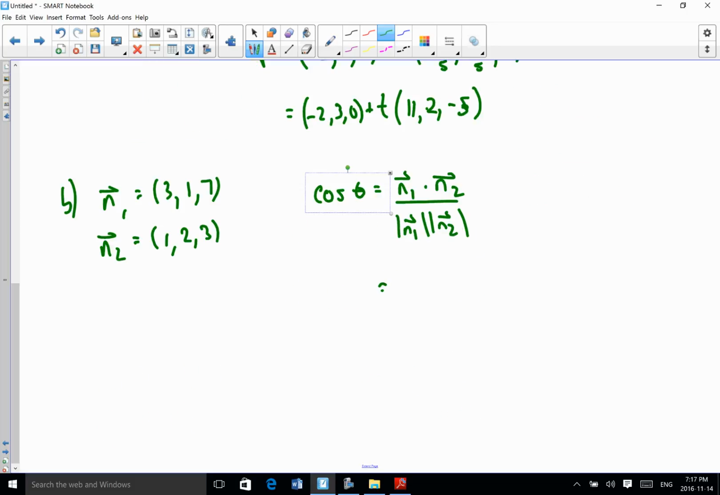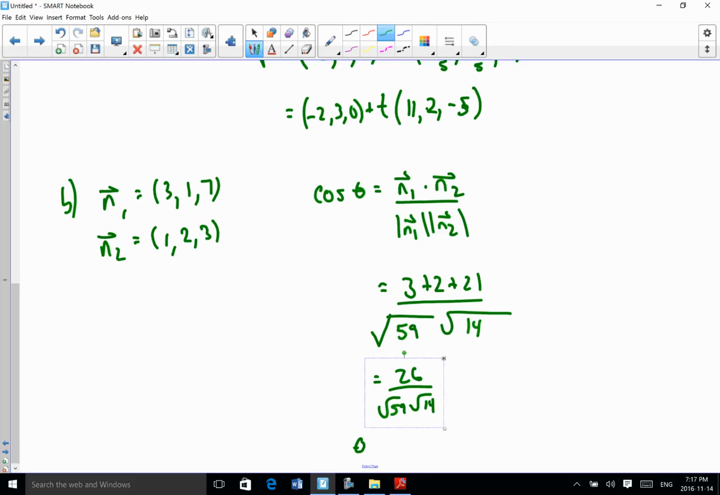So what's that going to look like in our case? Our dot product will give us 3 plus 2 plus 21 over root of 3 squared, 1 squared, 7 squared, which is root 59. And 1 squared, 2 squared, 3 squared is root 14. So we end up with 26 over root 59, root 14. If we take the inverse cosine of all of that, we get 25.2 degrees.